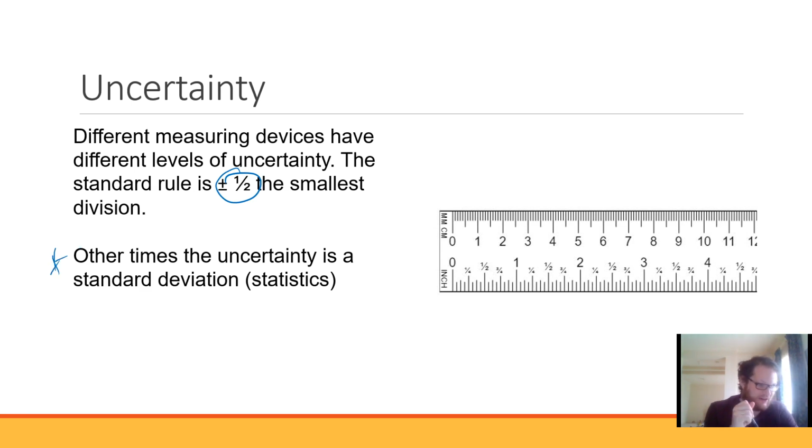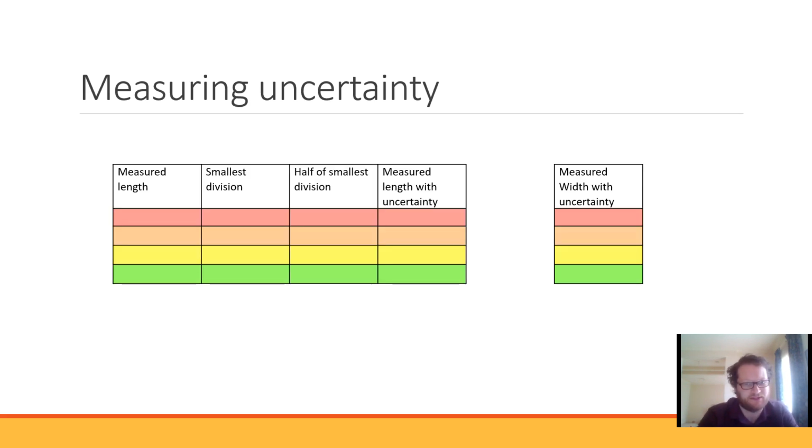So you might use the standard deviation. In this case, because it's a ruler measured in millimeters, I would say this is plus or minus 0.5 millimeters, because it's half the smallest division. It's a pretty good uncertainty.